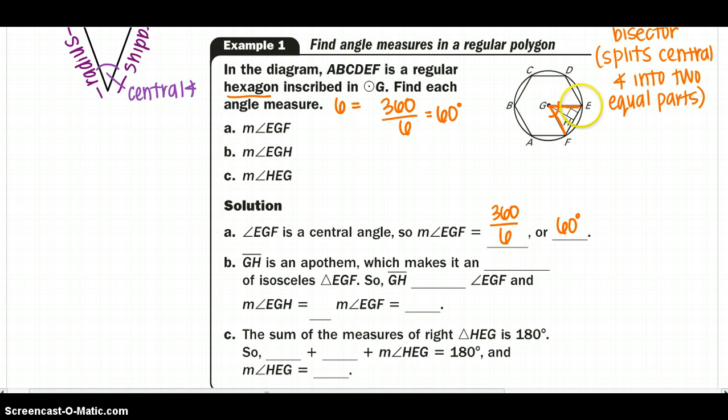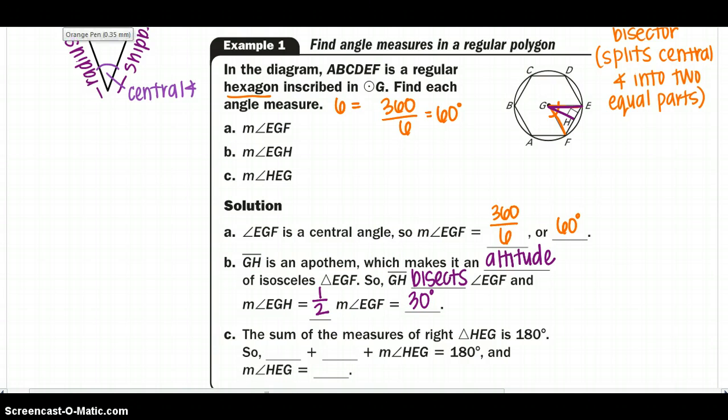Next, we're going to find EGH, and notice that that angle is created by the apothem and our radius. So GH is your apothem, which makes an altitude of isosceles triangle EGF. So GH bisects our central angle like we talked about before, and the measure of EGH is 1/2 of our central angle. So we would say that that angle would be 30 degrees.